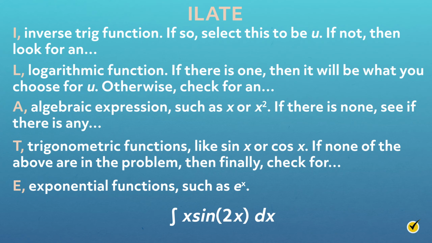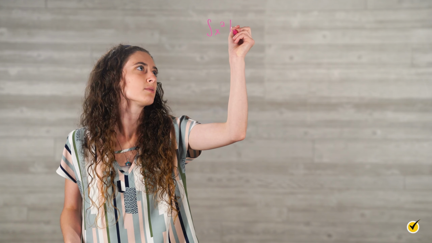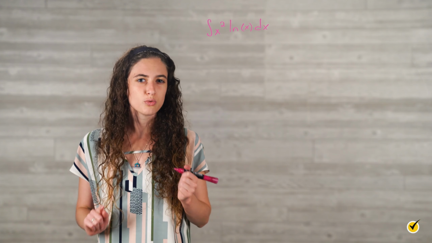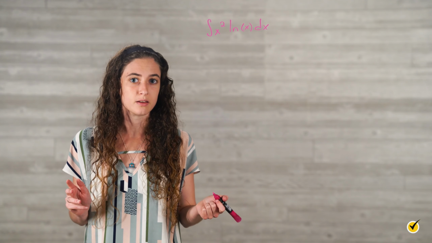Let's work one more problem. The integral of x squared times the ln of x dx. We can't use simple antiderivatives or u-substitution to solve this integral. And because we have a product of two functions, x squared and ln x, we're going to use integration by parts. Which of the two will be our u and which will be our dv? We will use ILATE to decide.